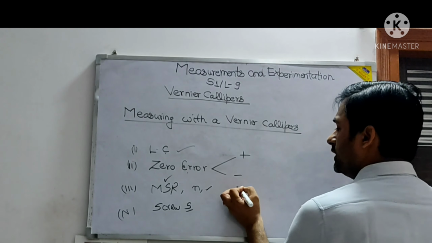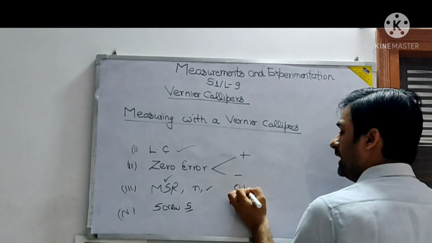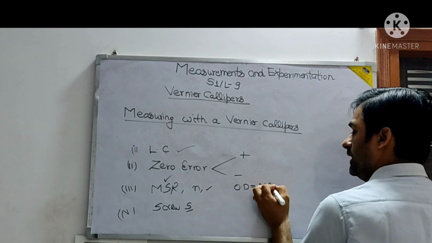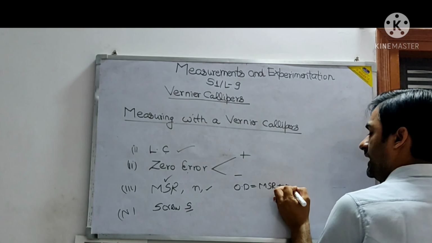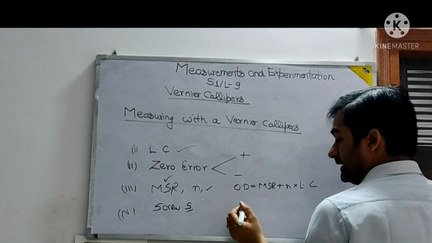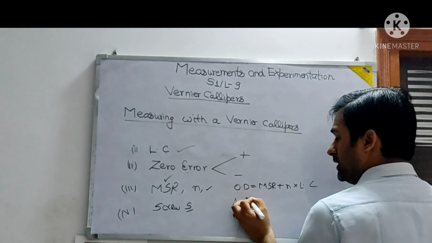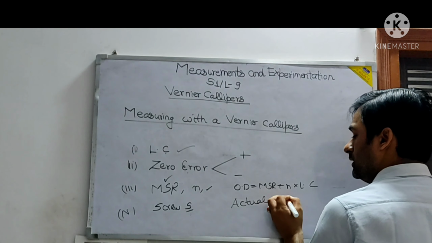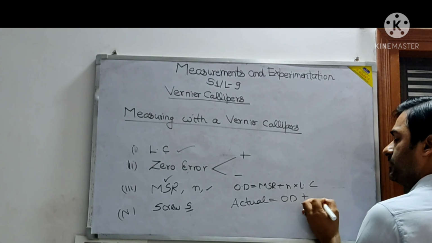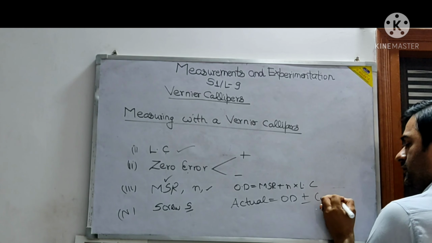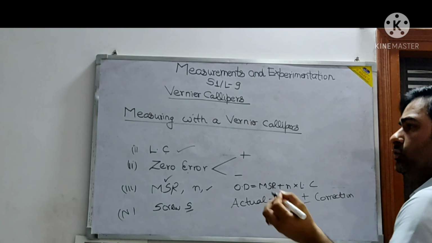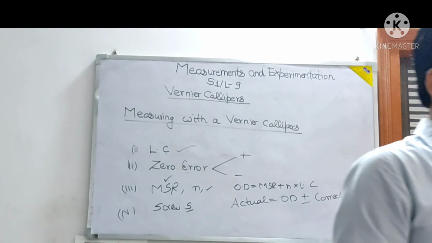You know the coinciding division, then you have to find the observed diameter by the formula: main scale reading plus n into least count. Then you will calculate the actual diameter using the observed diameter plus or minus the correction. That will give you the reading of the vernier calipers.